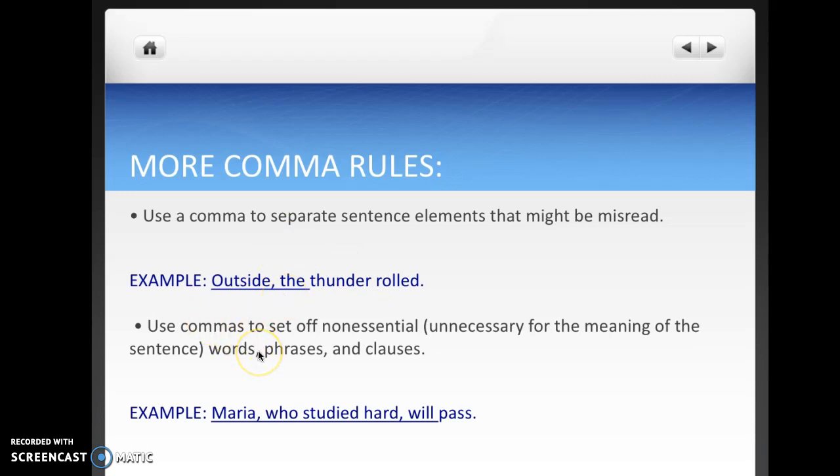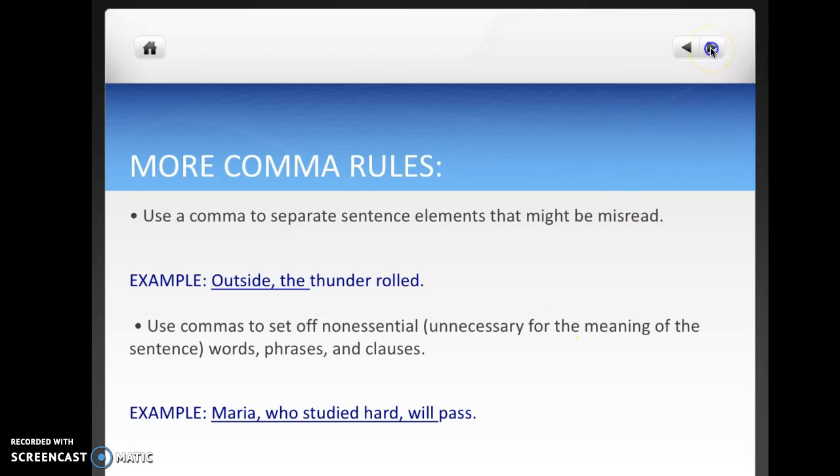Use commas to set off non-essential words, phrases, and clauses. And so here, "Maria will pass" is the original idea, but we're saying "Maria, who studied hard, will pass." So we know that's added information, but it's not necessary for the rest of the sentence to make sense on its own.